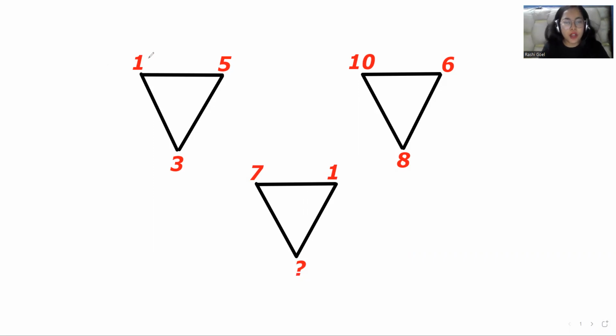So what you can do, you can add the two sides, that is 1 plus 5. So 1 plus 5 is 6 and make it half. So 6 divided by 2 is 3.